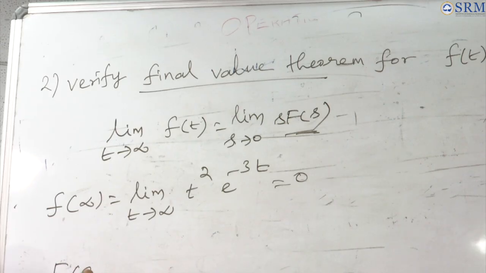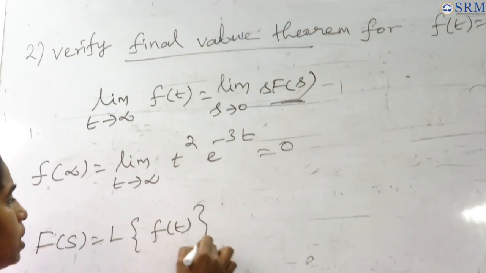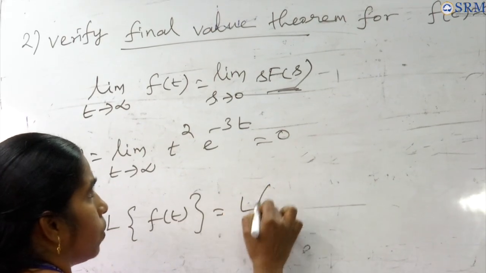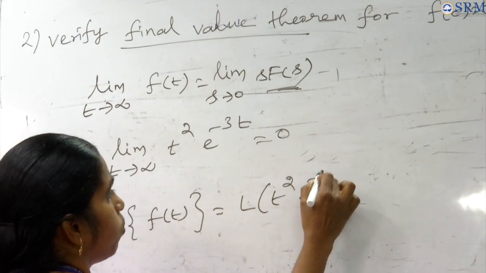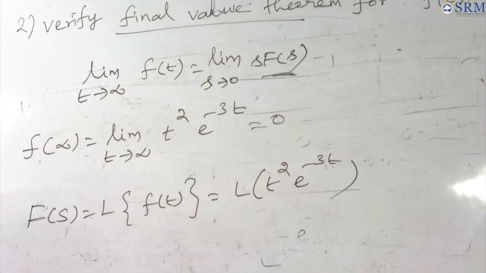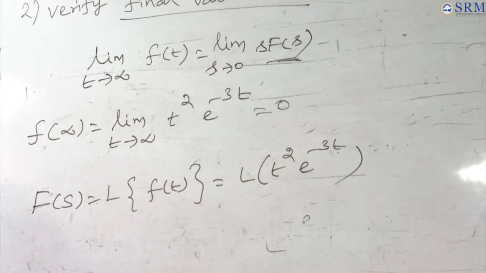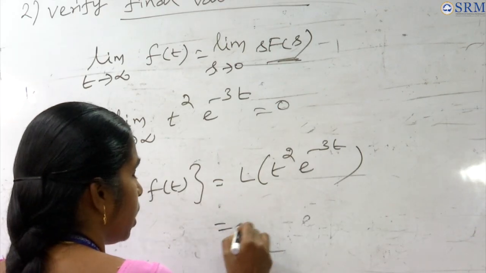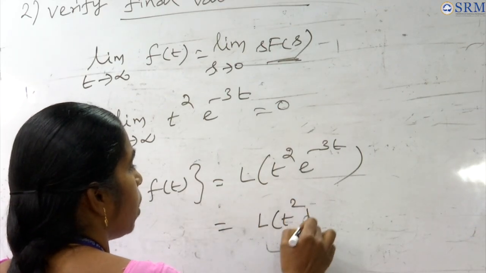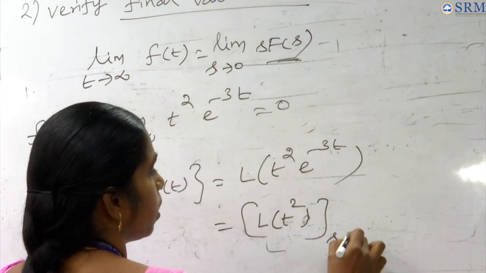So f of s is nothing but L of f of t, that is L of t squared into e power minus 3t. To find L of t squared into e power minus 3t there are two methods: one is the derivative formula, another is the shifting property. The shifting property is very easy. Here we find L of t squared, but in the final answer s is replaced by s plus 3.